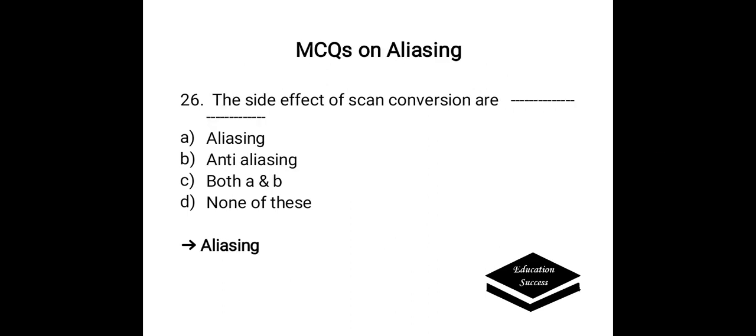The side effect of scan conversion is: options are A. Aliasing, B. Anti-aliasing, C. Both A and B, D. None of these. Correct answer is aliasing. The side effect of scan conversion is aliasing.